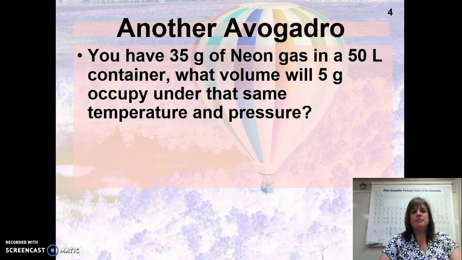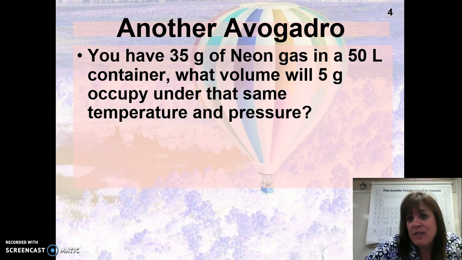Let's try another problem. I have 35 grams of neon gas in a 50-liter container, and I want to know what volume 5 grams will occupy under the same temperature and pressure. Well, it doesn't say anything about STP, so I can't use the whole 1 mole is 22.4 liters thing.